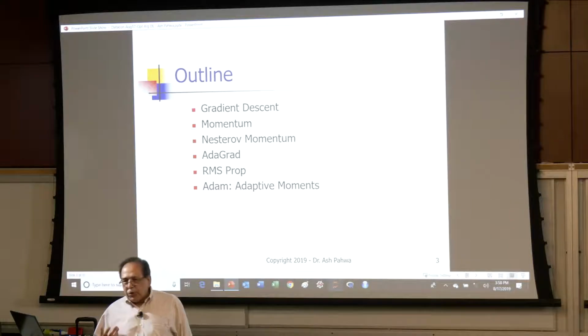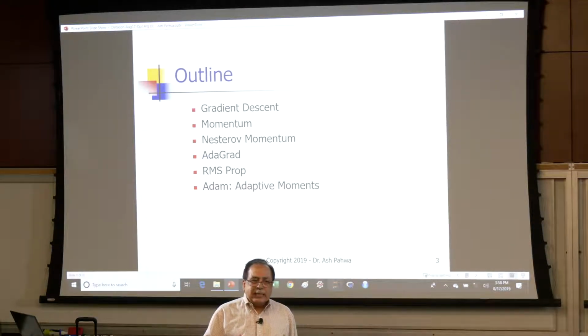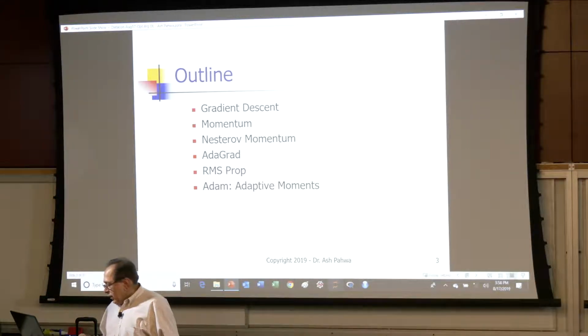And so I'm going to show you some examples, some data. We'll optimize using gradient descent, and after that we are going to optimize the same deep learning model using Adam, and I can show you how fast Adam is compared to gradient descent. So that is basically the outline of my talk.